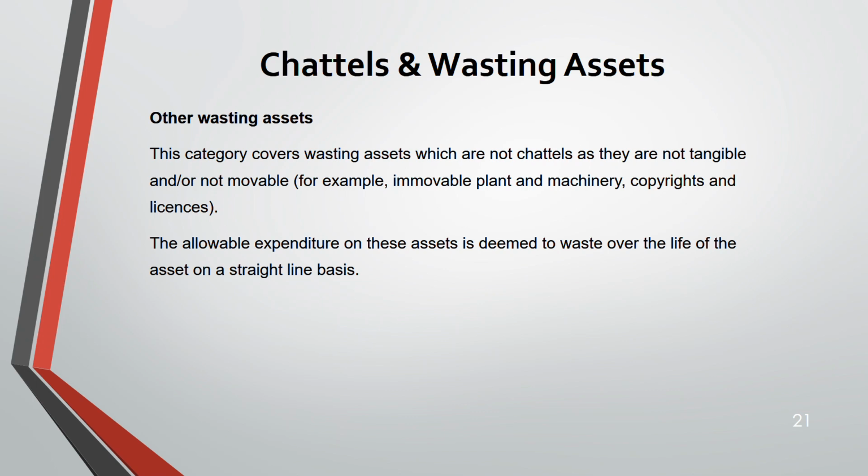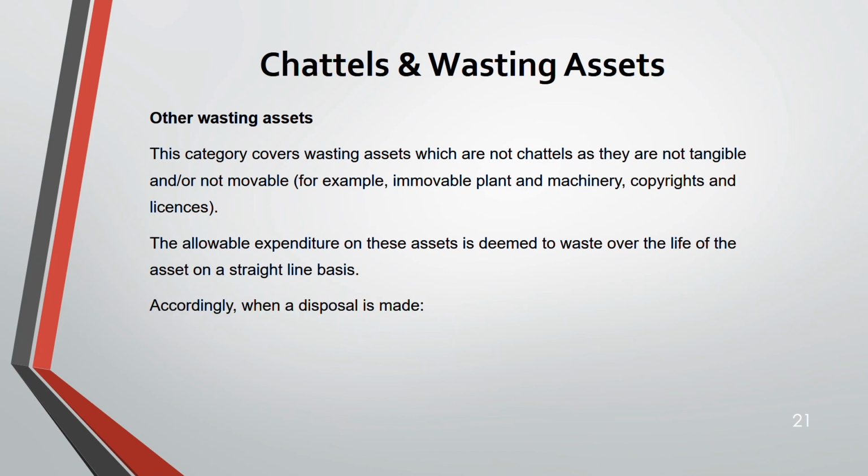So, the allowable expenditure for this type of assets is very simple. Look at the life of that intangible asset, and allowable expenditure will be based on that life of the asset. It's on a straight line basis. Let's say the intangible asset is for 5 years. So the allowable expenditure will be spread over 5 years. Or if it's leases like that.